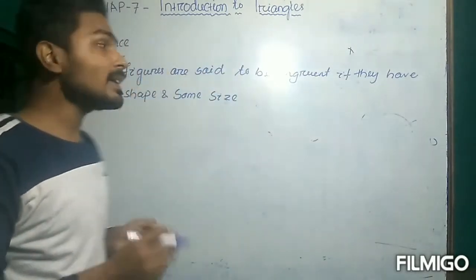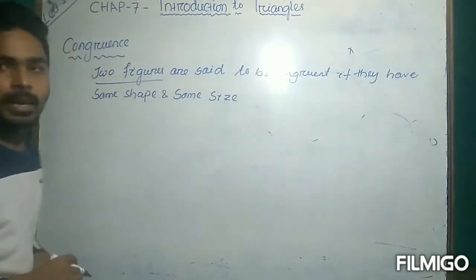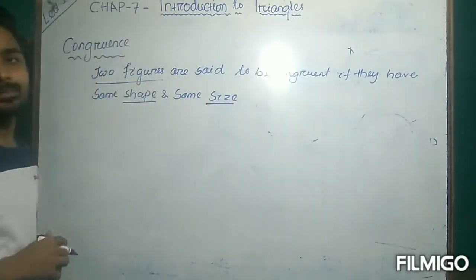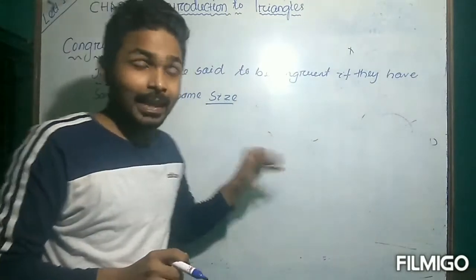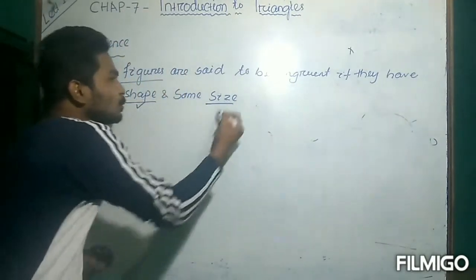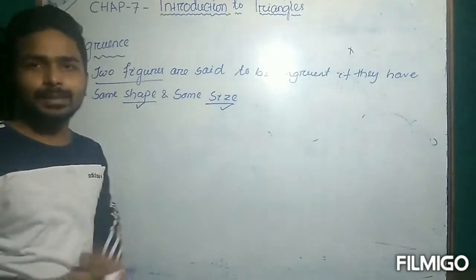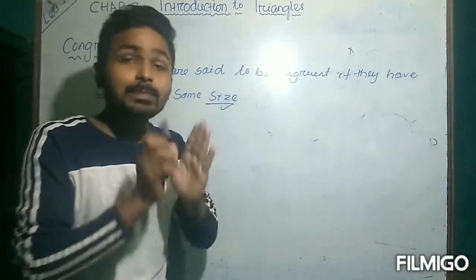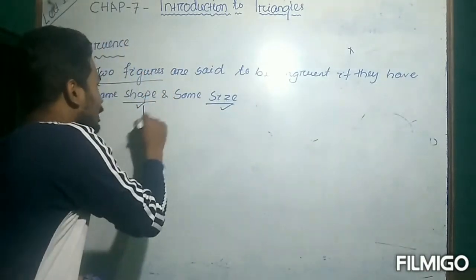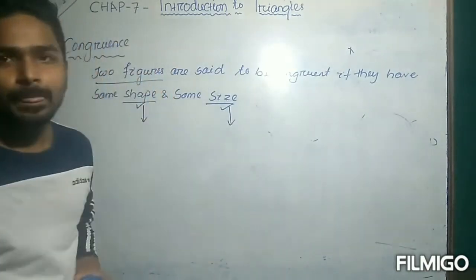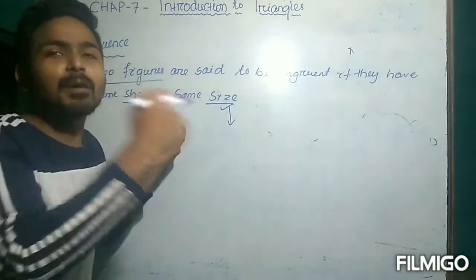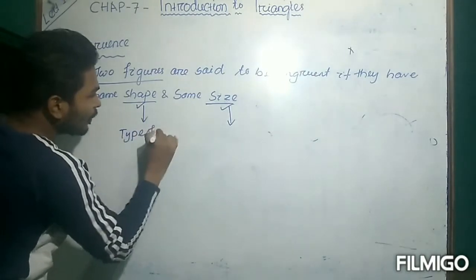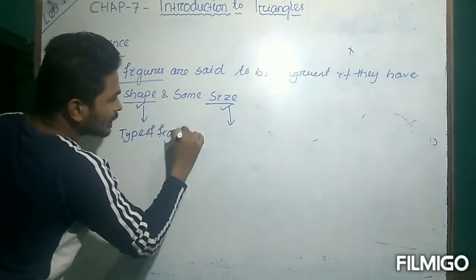So in order to be congruent, the 2 figures must have same shape and same size. Now, as you can see, there are 2 terms, shape and size. The shape and the size have different meanings. They don't have the same meaning. What is the meaning of shape and what is the meaning of size? Shape means the type of figure.